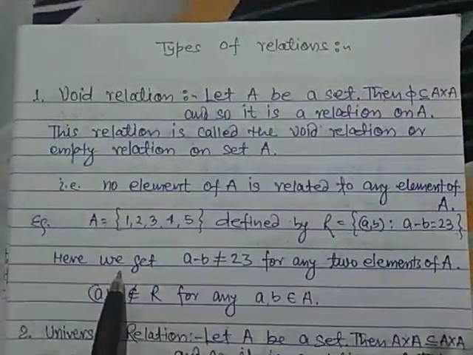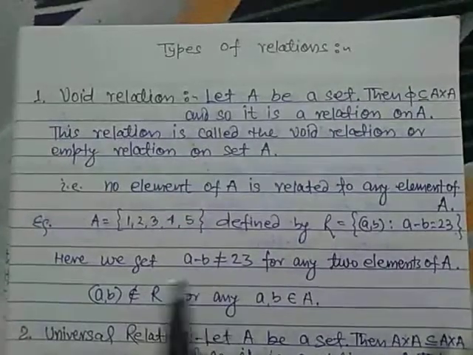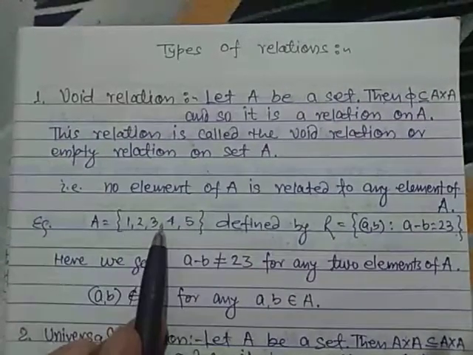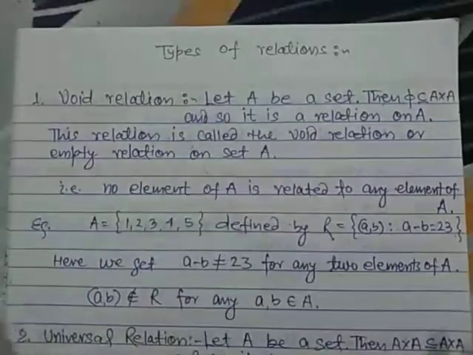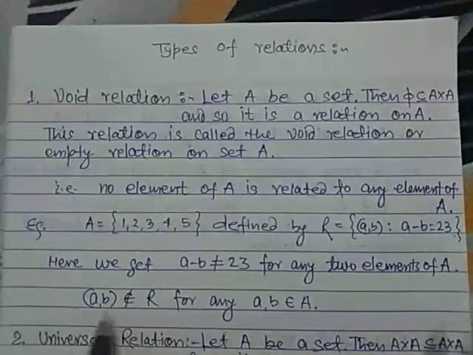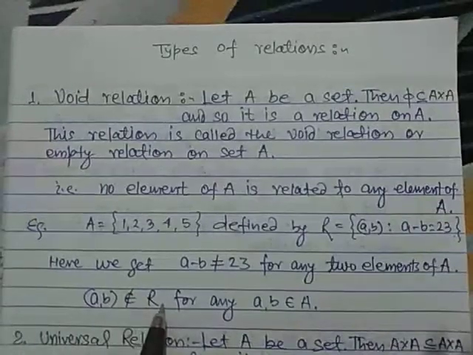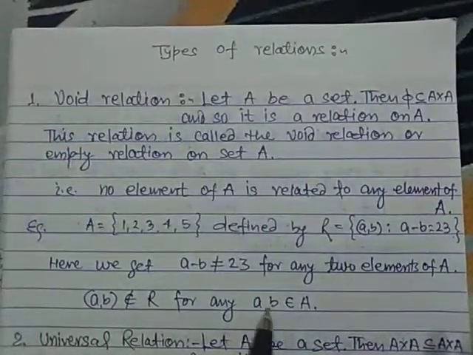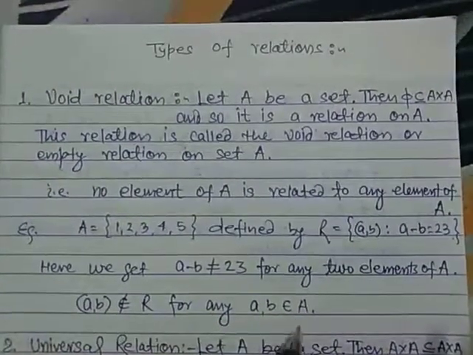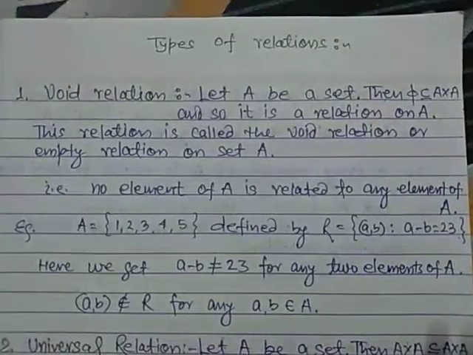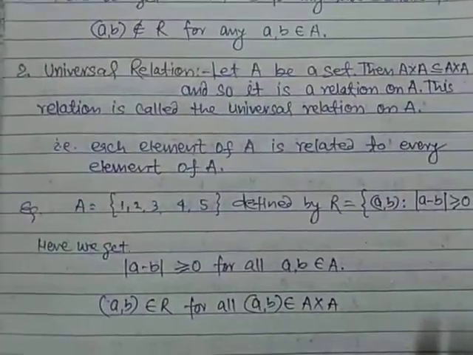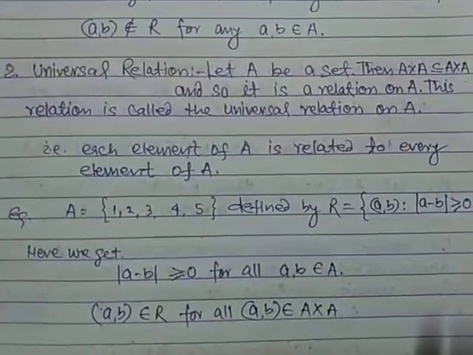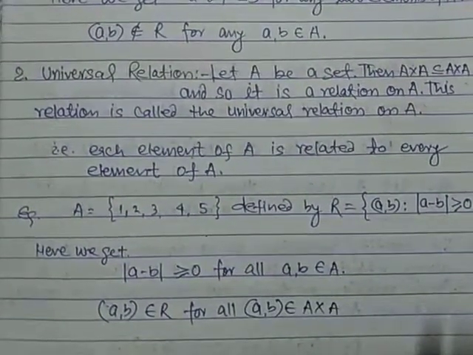So a minus b is not equal to 23. It means no ordered pair of this set A is related by this relation. Therefore, (a, b) does not belong to this relation for any a, b belonging to A. Such type of relation is known as void relation. Now we move to the next one, that is universal relation.